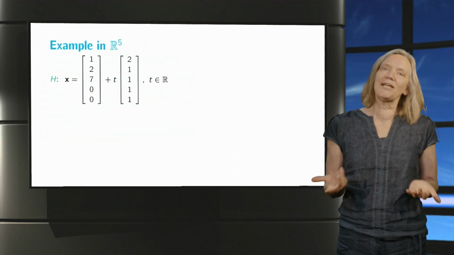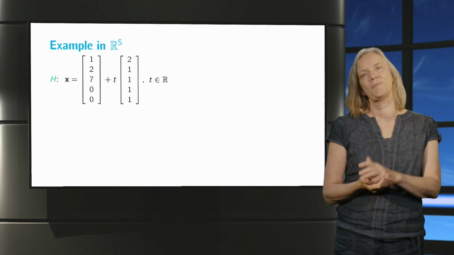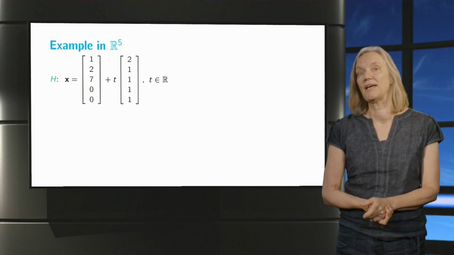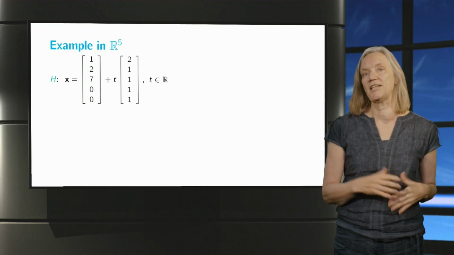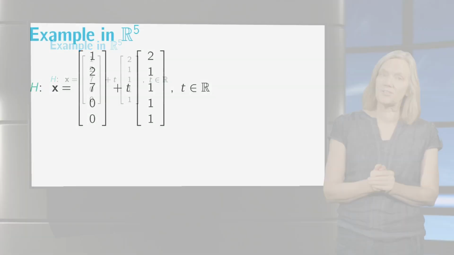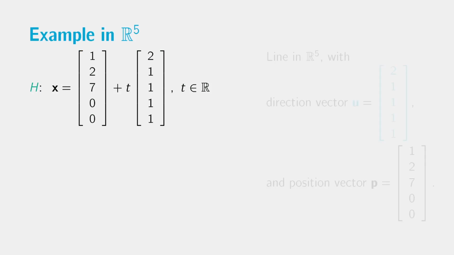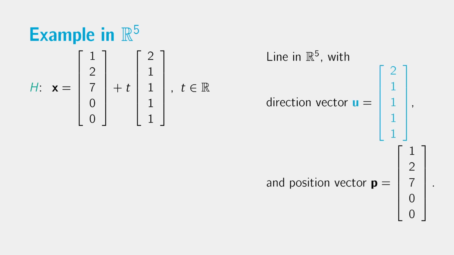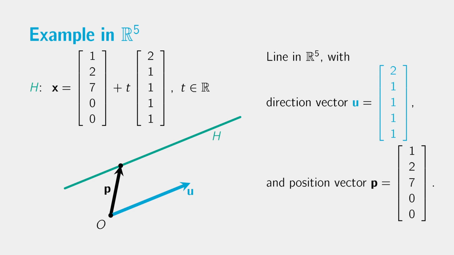We have been drawing in R3, but you can generalize parameterization to higher dimensional spaces. For example, consider this set H of vectors x in R5. Because of the one parameter t, H is a line, with p as a support vector and u as a direction vector. And even though you cannot draw R5, you can still make a sketch of the situation.